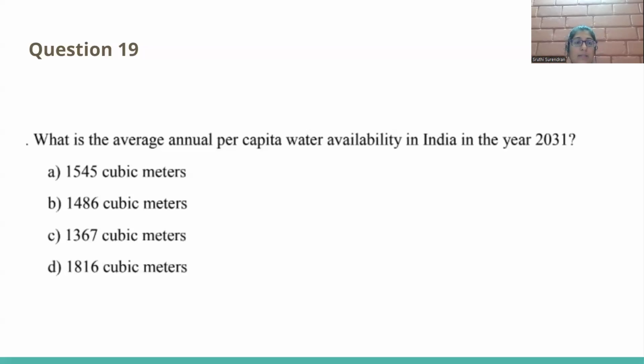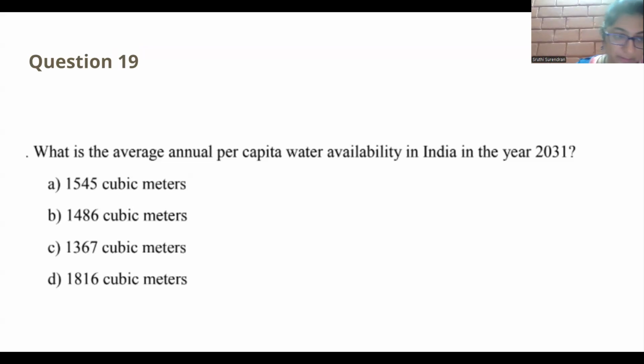Okay, next question. What is the average annual per capita water availability in India? What will it be in the year 2031? These are some values you have to keep in mind, and questions can come from your lecture series. There are a lot of statistics, so you might have to memorize some of these. Others you can just understand as concepts and numericals, but there are a couple of things you'll have to keep in mind too.